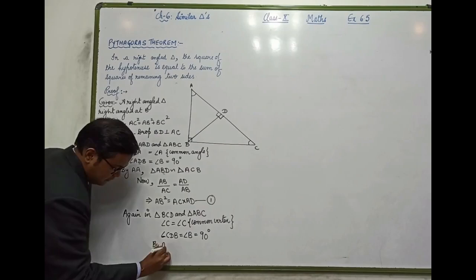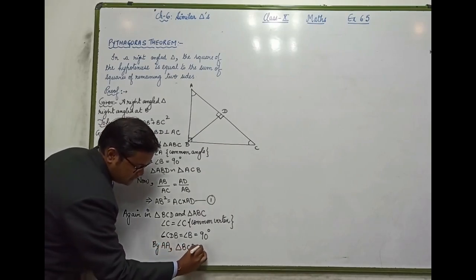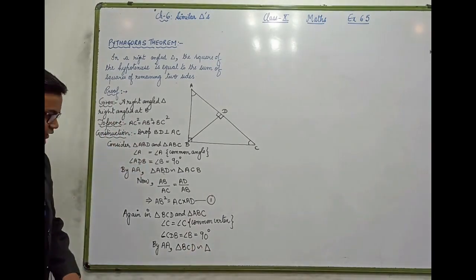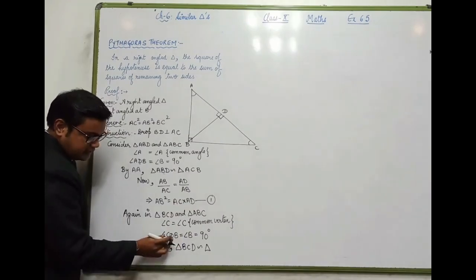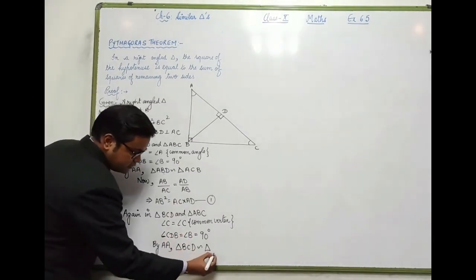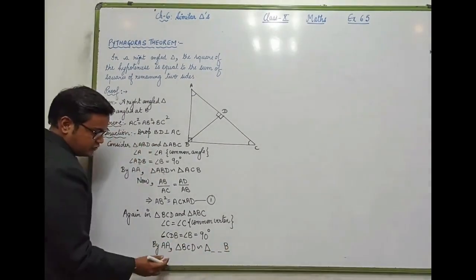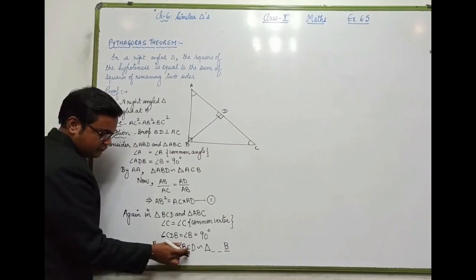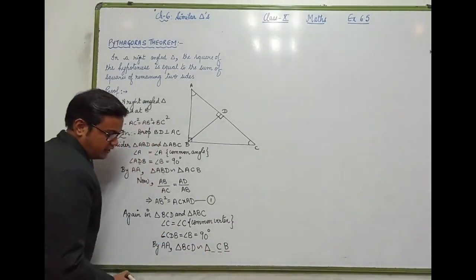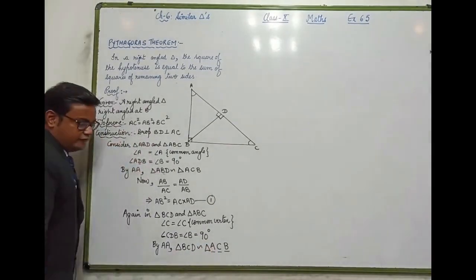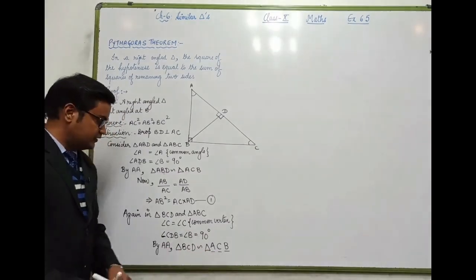Again, by double A similarity, triangle BCD is similar to, now the sequence of letters is very important. See, B is talking to B, you can see that D is talking to B. So in the place of the third letter, you should write B. Now what shall come in the place of the middle position? C is equal to C and the remaining letter will take its place. So triangle BCD is similar to triangle ACB.